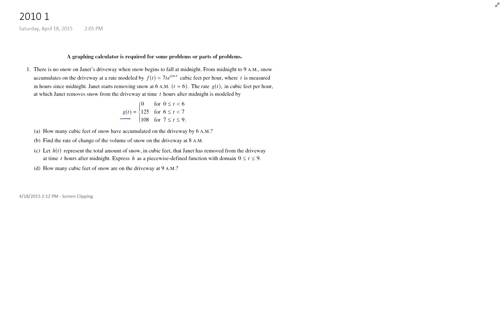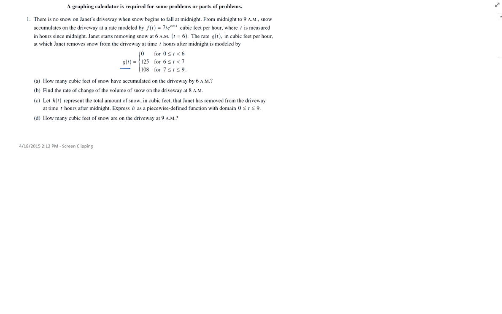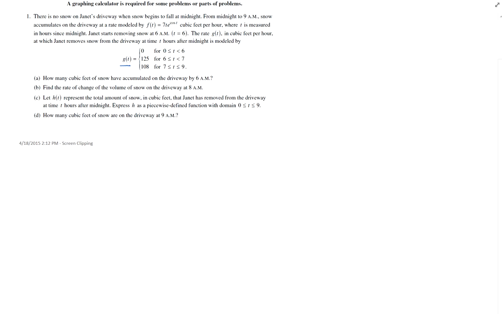All right, here we go. 2010, number one. You get a graphing calculator on the first three on this test. It does change to two, I believe, in 2012, when you get two with a calculator and four without.